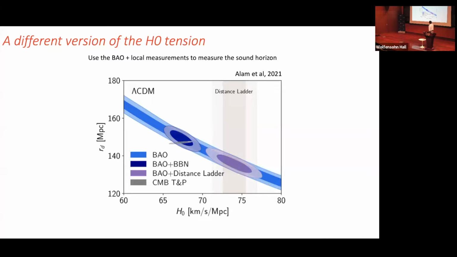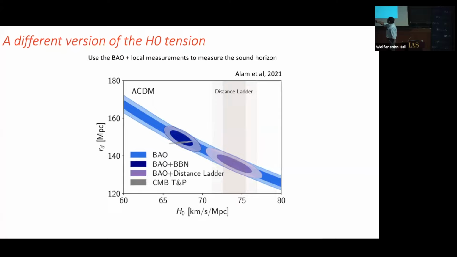The second part to the story, of course, is how will future surveys improve, or what will they say about this H0 tension? If I reduce the error bar in my measurements, I'm going to take this contour and make it tighter and tighter, right? I'm not going to actually change that contour around in any way. And so qualitatively, I'm not going to solve any version of this.